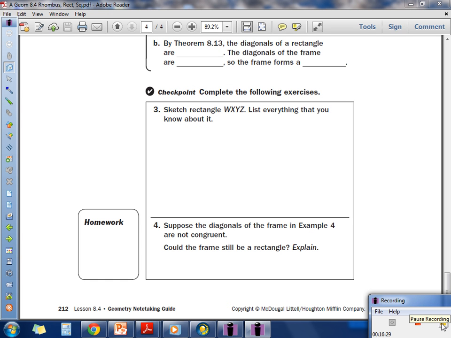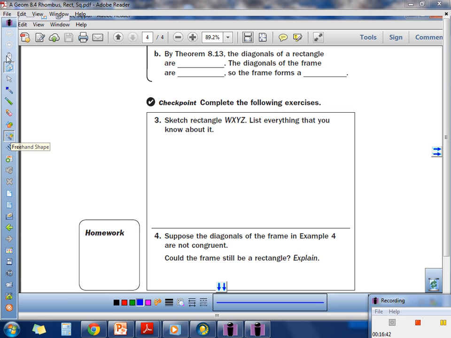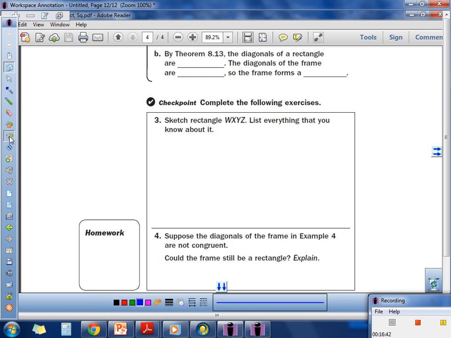All right, try checkpoint number 3. Sketch a rectangle and list everything you know about it. Try to do this without looking at your notes. All right, so real quick, we need to be able to sketch this shape, and then from there, we'll start doing our properties. So I'll cheat a little bit. I'll do my perfect rectangle. So there's my rectangle. Basic property. What's the number one most basic property of a rectangle? Right angles. It has 4 right angles.